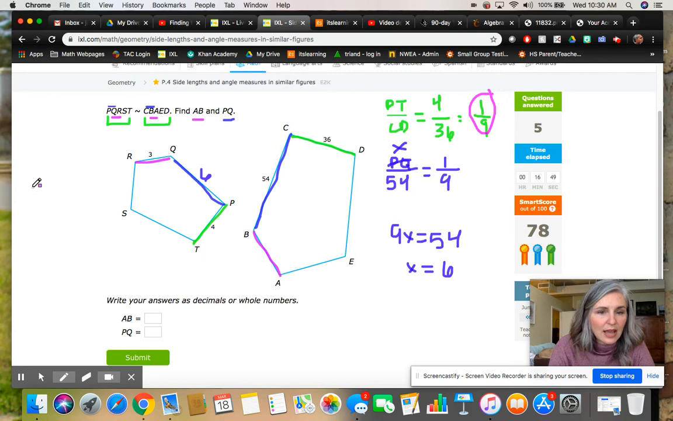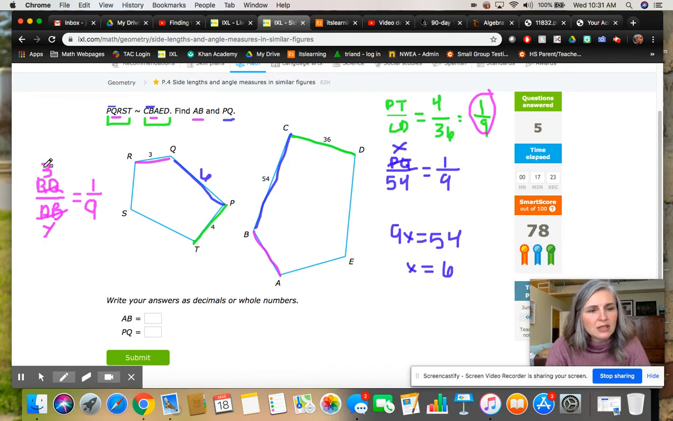RQ is to AB. Those are the two ratios that we can use. And we know our proportion is 1/9 every single time. Okay? And so we know RQ is 3. So let's replace that with a 3. And we don't know AB. We already used X, so I'm just going to call this Y.